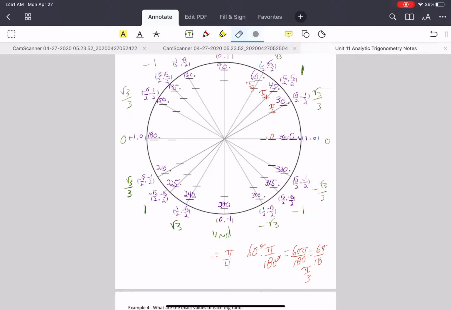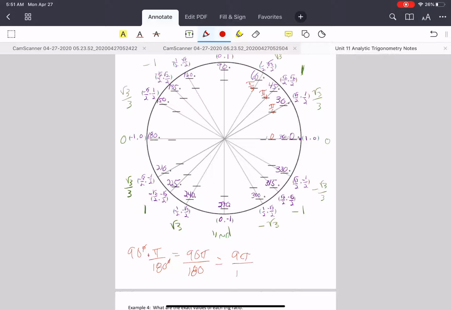All right, and let's do one more. We'll do the 90. So 90 degrees times pi over 180 degrees. So 90 pi over 180, reduced by 10, then reduced by 9.